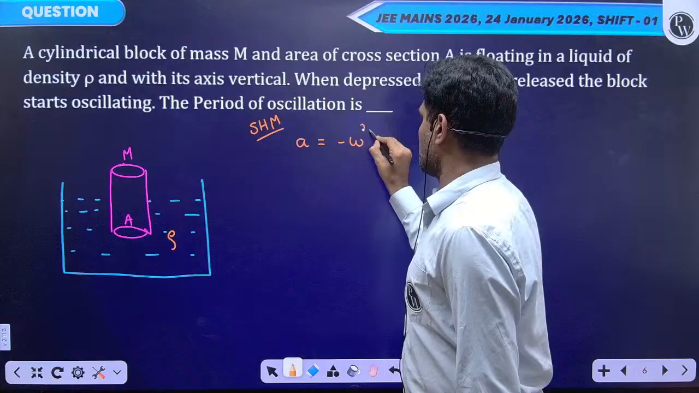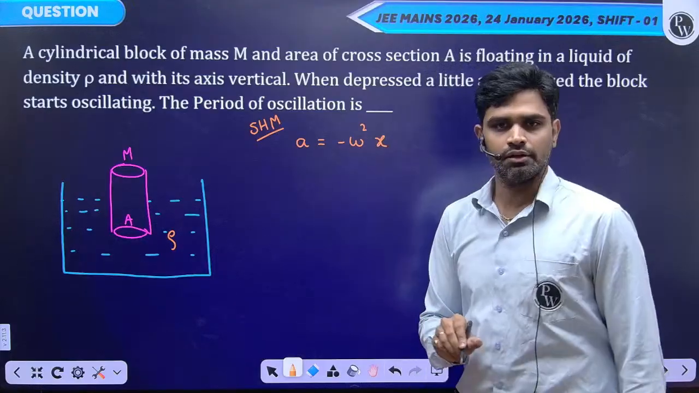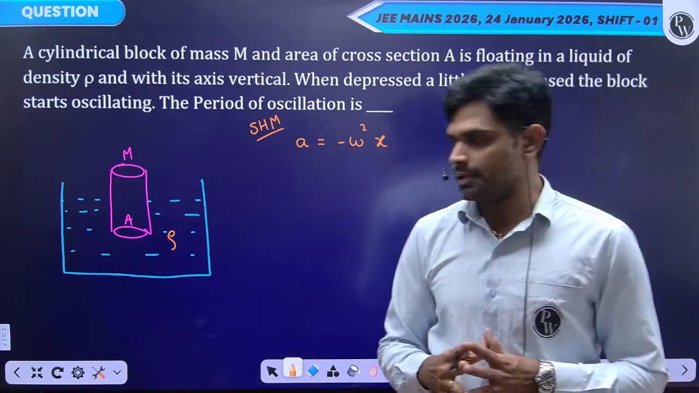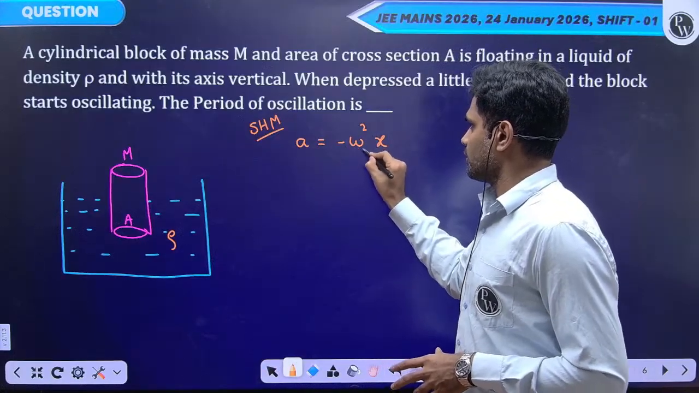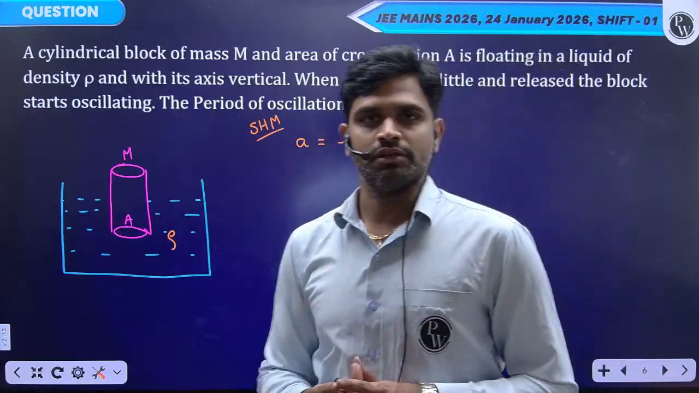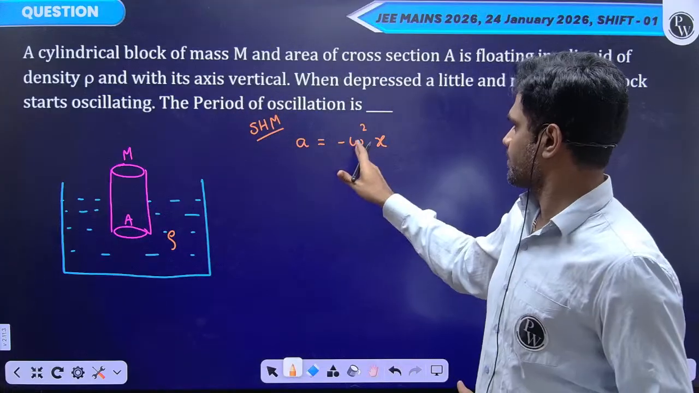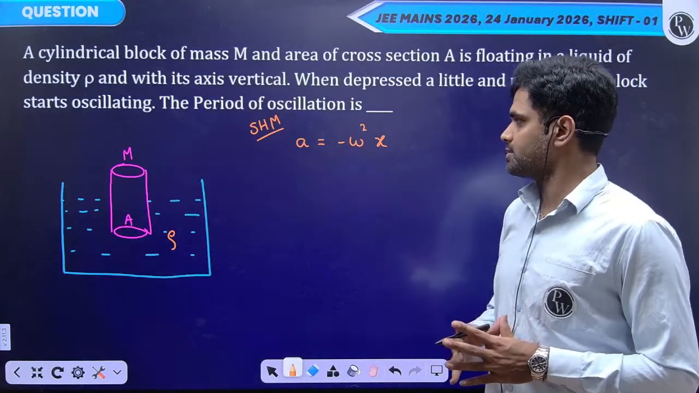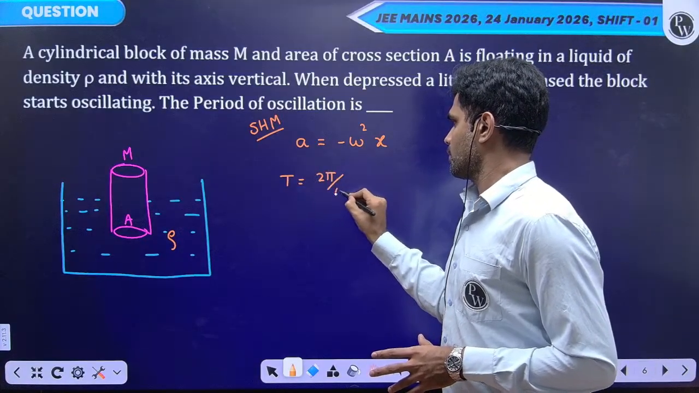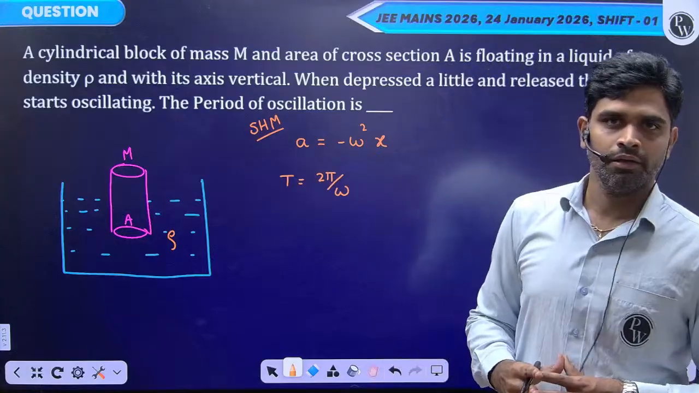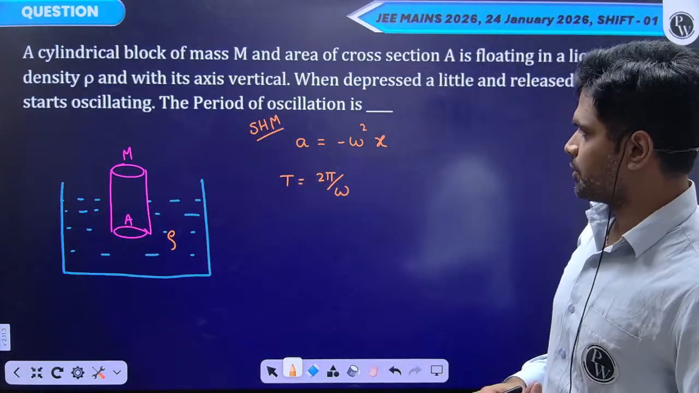If you somehow get acceleration as a function of displacement, like a equal to minus omega square x, we'll be able to find the angular frequency. If we get omega, then the time period is sorted. Time period is 2 pi by omega, right? So let us find the acceleration.